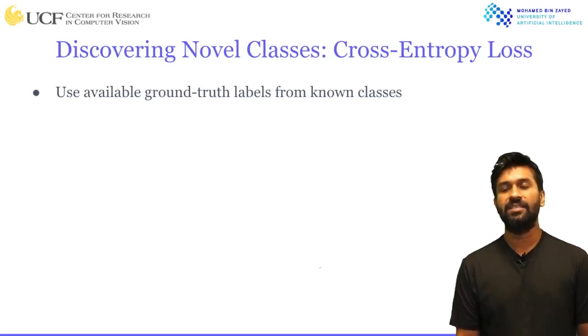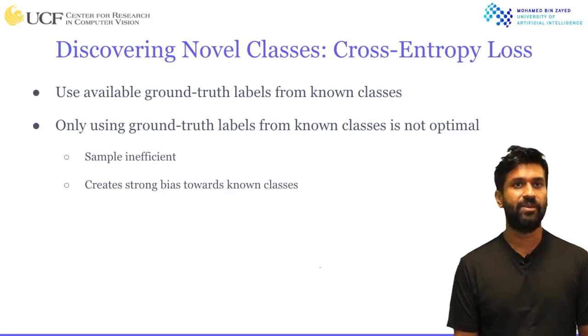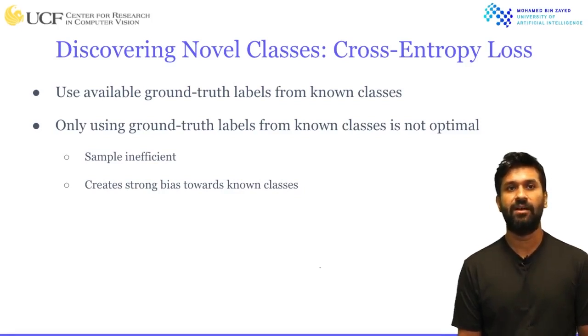Next, we focus on our cross-entropy loss. Since this is a semi-supervised work, we want to actually recognize the samples from known classes. To do that, we can simply use the available ground truth labels from these known classes. However, only using the ground truth labels from known classes is not optimal, because it is sample inefficient and it creates a strong bias towards known classes.